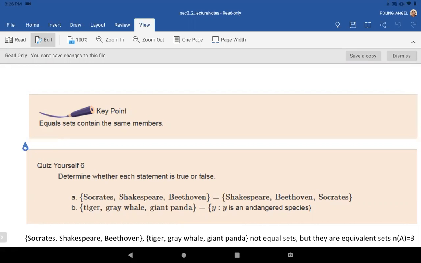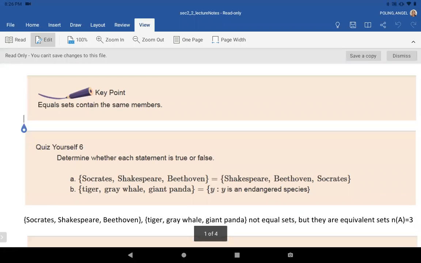Right, let's take a look at the quiz yourself questions for section 2.2. Here we're looking at equal sets. Sets are equal when they contain the same members. Determine whether each statement is true or false.